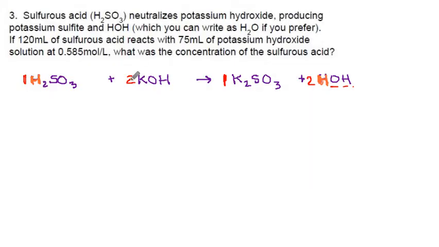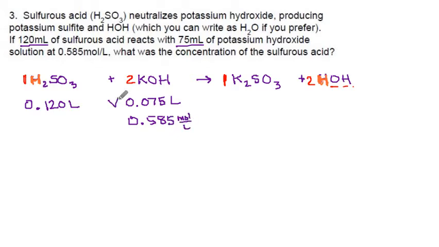And they tell us we have 120 milliliters of sulfurous acid, instantly converted to liters. And that reacts with 75 milliliters of potassium hydroxide, instantly converted to liters. And the concentration of the KOH was 0.585 moles per liter. So this is the volume, this is the concentration. Sorry, that's a little bit off the edge, I can tell.